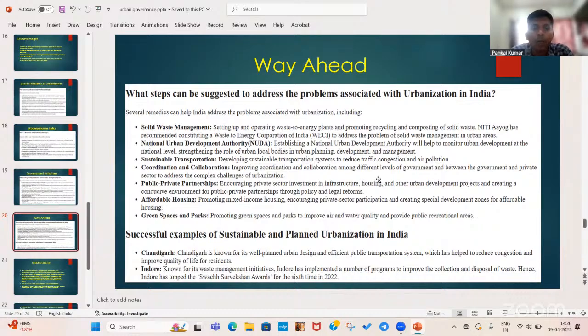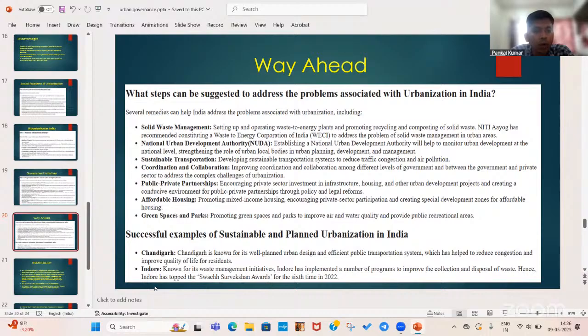Then coming back to, there are some successful examples of sustainable and planned urbanization in India. One is the Chandigarh model. Chandigarh is known for its planned urbanization, very well planned urban design and efficient public transportation system. This has helped it to reduce congestion, and it also improves quality of life of urban residents.